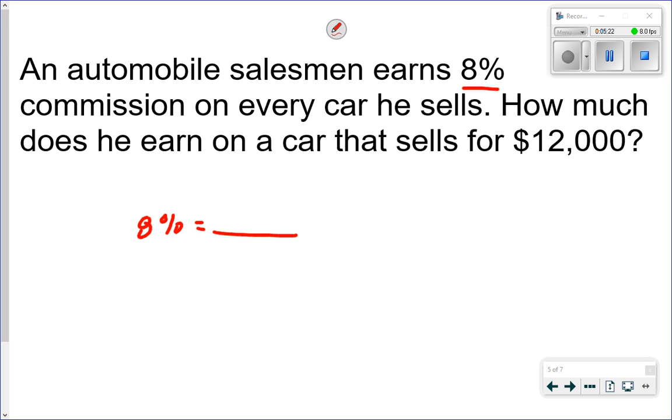Well, it says that the car sells for $12,000, so that would be my whole amount, which means I'm solving for the part. Now, notice that I plugged in 8% here. If you don't have a calculator that has a percent button, then you need to change that to be a decimal. So I need to move that over 2 spots and make that 0.08.